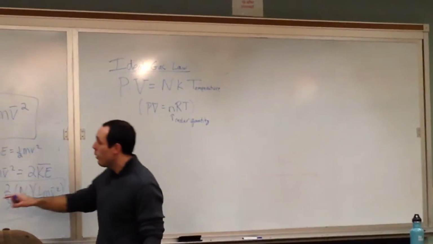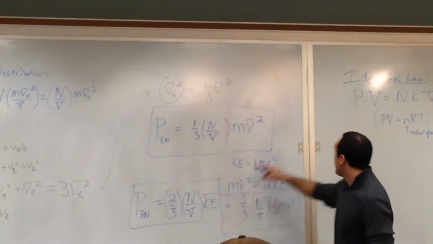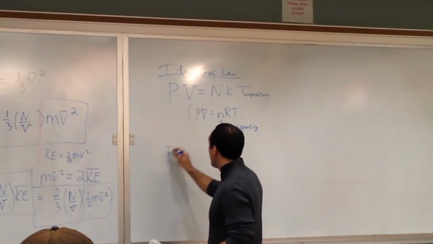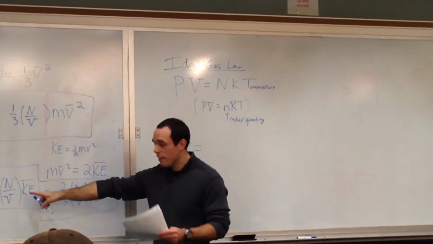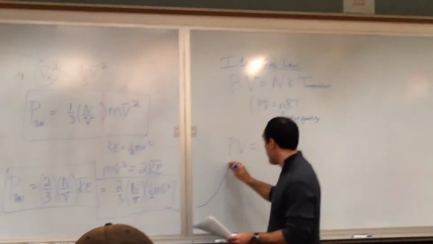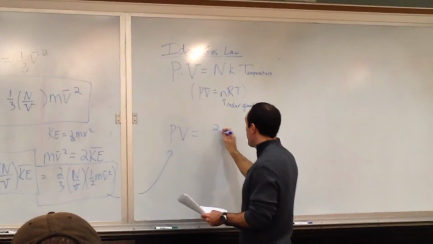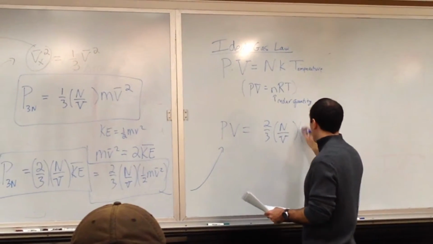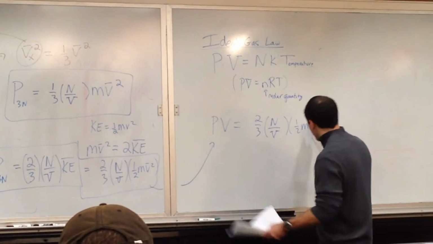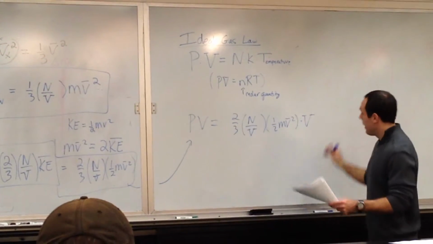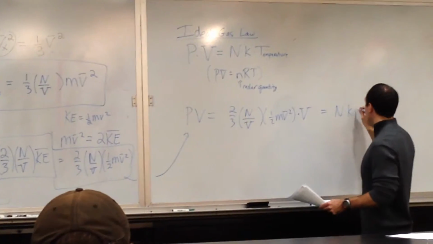So doing that for us, just quoting this right here, notice what we have. We have a relationship between pressure, and here we have pressure once again. So what I'm going to do right now is PV is equal to, let me input this value of pressure right here. That's going to be 2/3 N, the total number of molecules, times the volume V, times 1/2 mv average squared, the kinetic energy, times the volume. That's equal to NkT, the temperature.